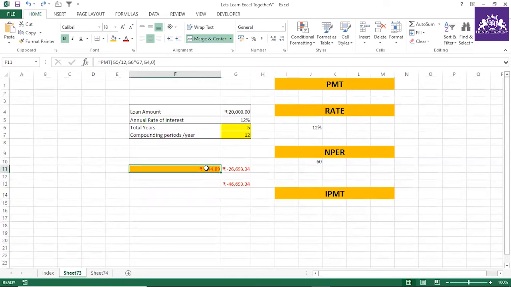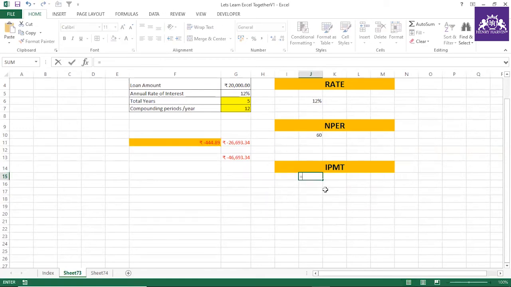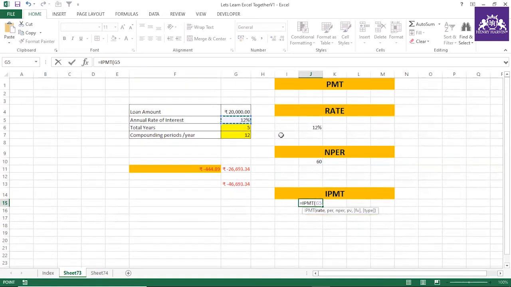So what is the interest, guys? What is the total interest? We have to find out. So IPMT we have to use like period 1, period 2 and 3 and 4 and so on. How can we find out IPMT? So if you see that, equal to IPMT, what is my rate? Guys, this is my rate.